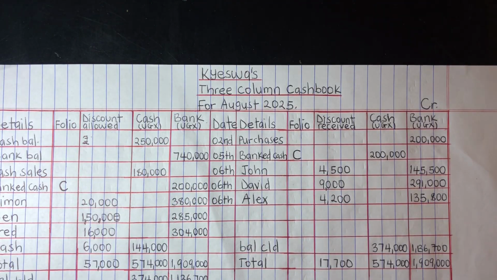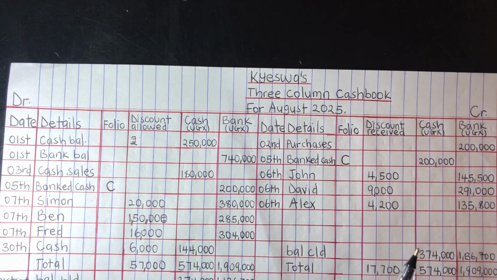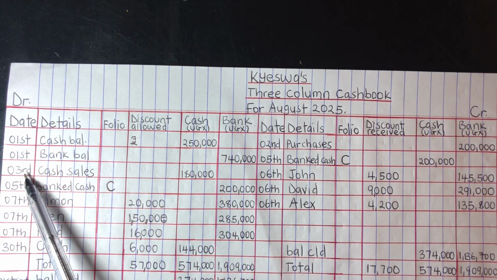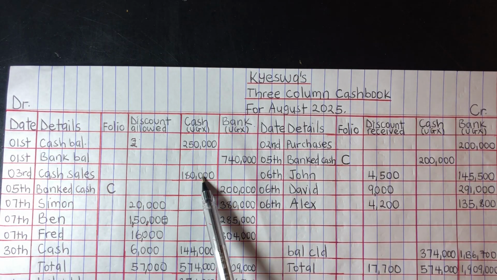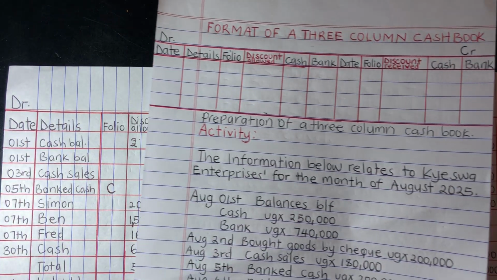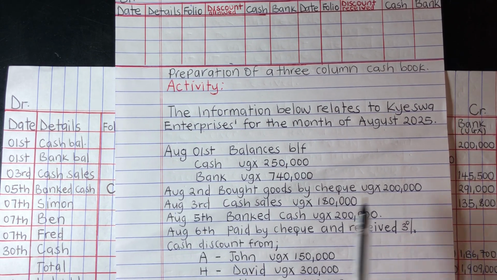So we post it here. Third is posted on the debit side in the cash column. So on third we have it here. You see it here: third, cash sales. We post it in the cash column because we received money in form of cash for the goods sold to our customers. So we are done recording the transaction on third. Then we go and record the next.